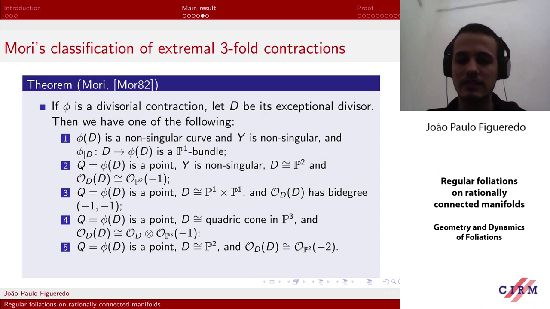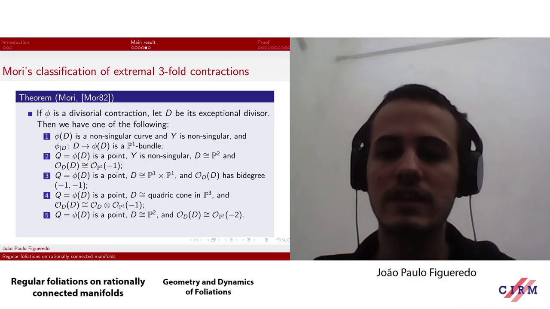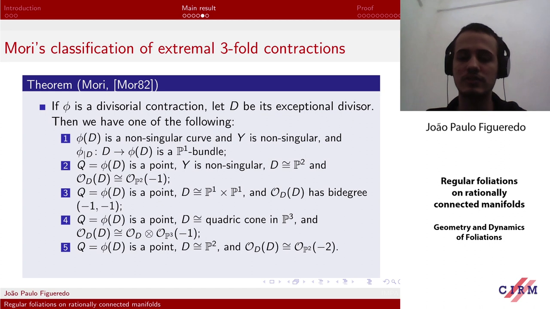And I would like to remark that in cases 3, 4, and 5, Y can be singular. So this is a case we want to exclude in our proof. This case is 3, 4, and 5. We are going to actually exclude 2, 3, 4, and 5. So the only case that happens when there's a regular foliation on X is case 1.